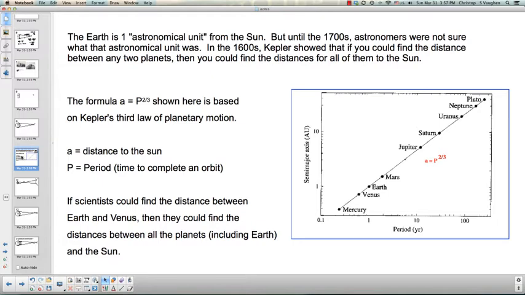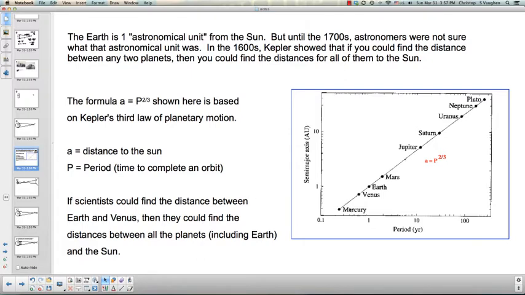But until the 1700s, astronomers were not sure what that astronomical unit was in miles. They wouldn't know how many miles or kilometers it is exactly. They had good estimates for the Earth to Sun distance, but all they knew was from Kepler's law, which gave the relative distances of all the planets to each other, but we didn't know precisely at that time how far each one was from the sun. In the 1600s, Kepler showed that if you could find the distance between any two of the planets, you could extrapolate from that. You could find the distances for all of them to the sun.